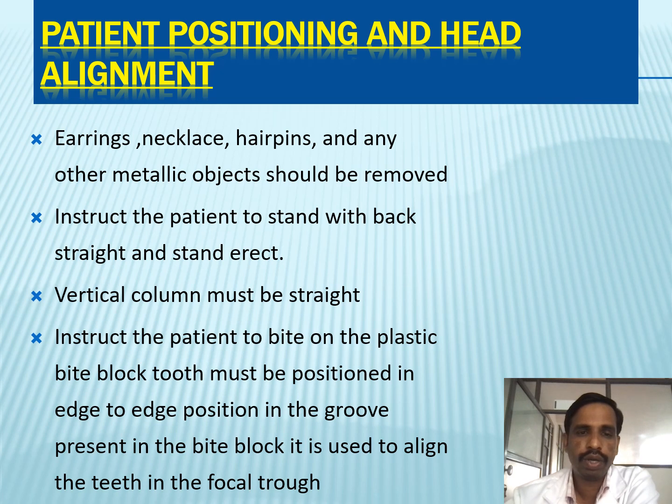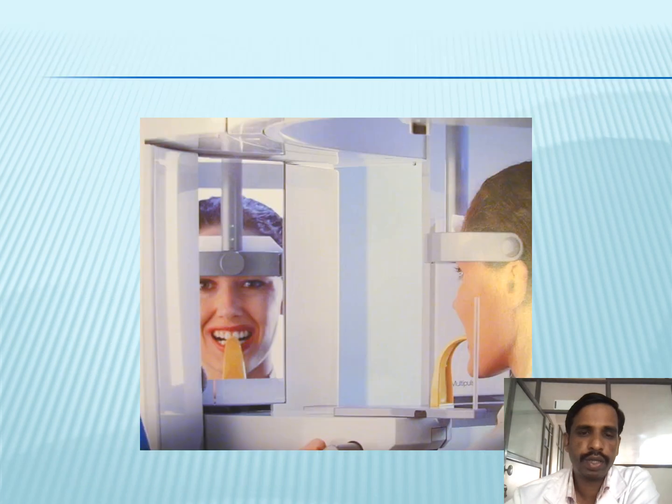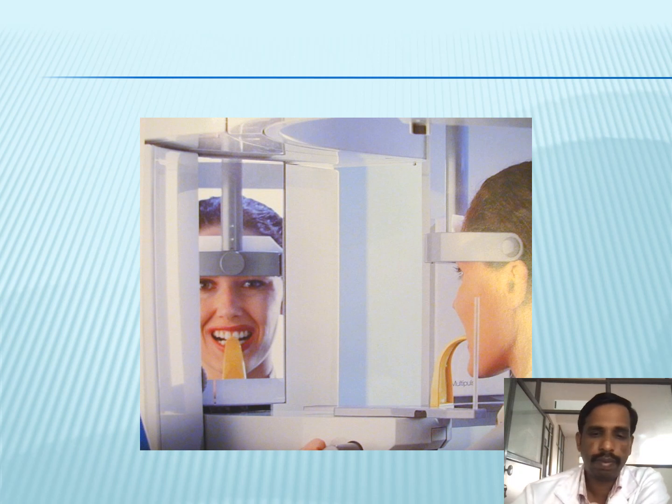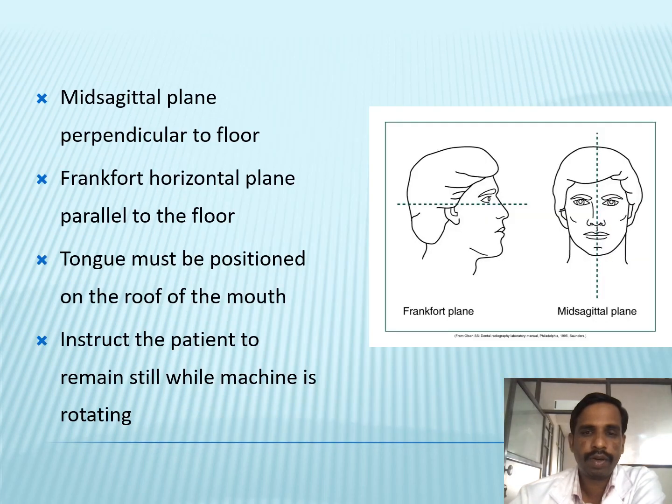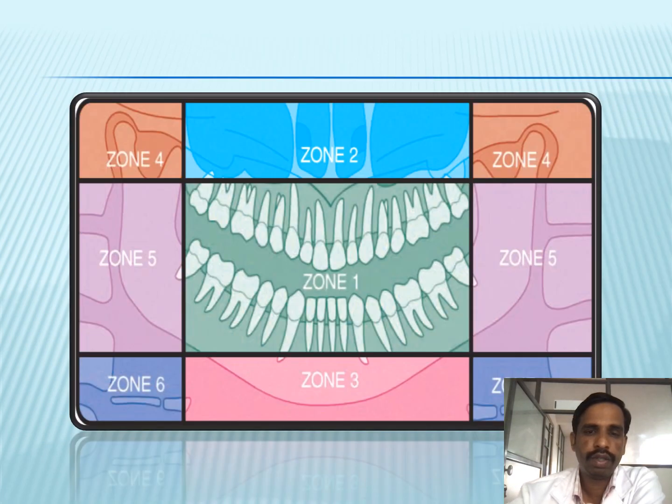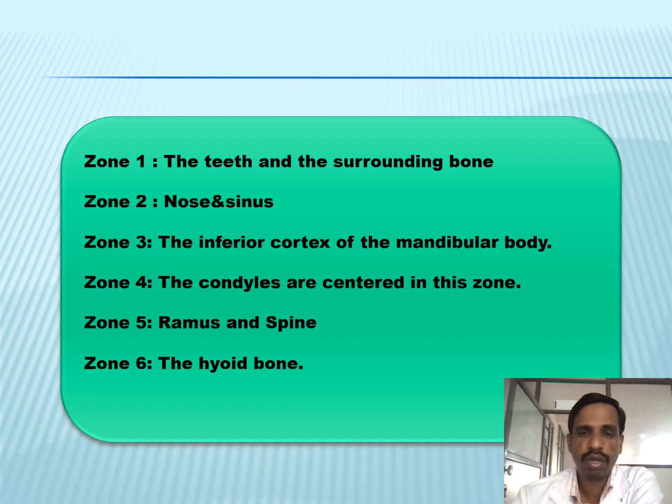Here you need to remember to remove all the earrings, necklaces, all those things, and you need to instruct the patient to stand, close the teeth, clench the teeth, put the tongue out, touch the palate, and stand upright. You need to check the Frankfurt horizontal plane. When you take a radiograph, there will be 6 zones, zone 1, 2, 3, 4, 5, 6. When you see the radiograph, you need to look at these particular segments for whatever information you want to evaluate.